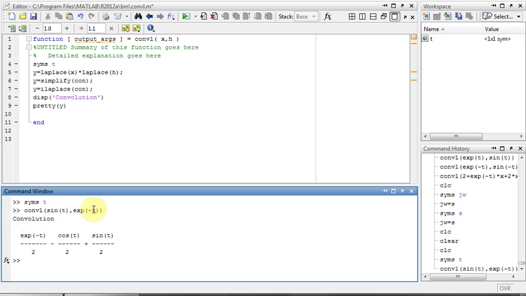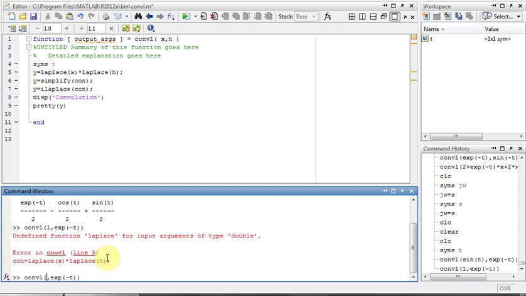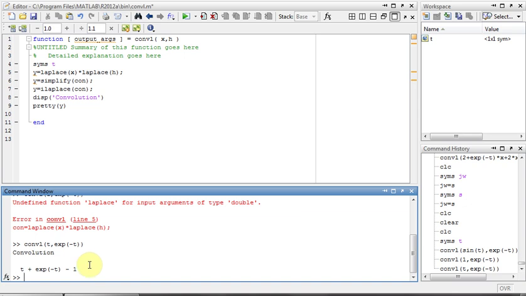So after pressing enter, here I will get this convolution in time domain again, in this form: exp of minus t over 2 minus cos t over 2 plus sine t over 2. I can also change it to, like, I have a t, to check whether it works. Yes, by putting the t, it works. It gives t plus exp of minus t minus 1. So here's my convolution of it.